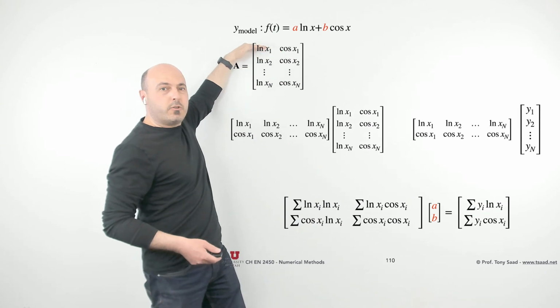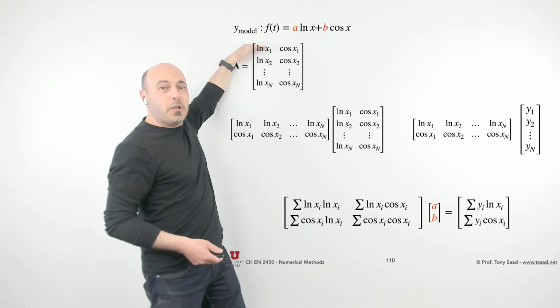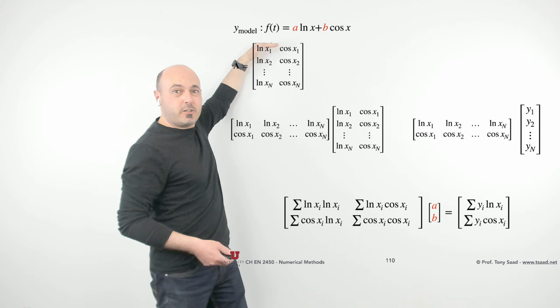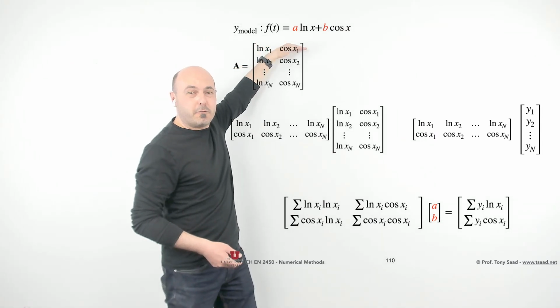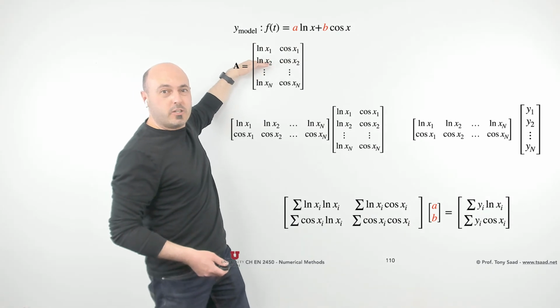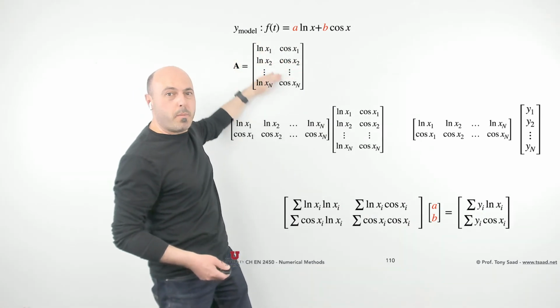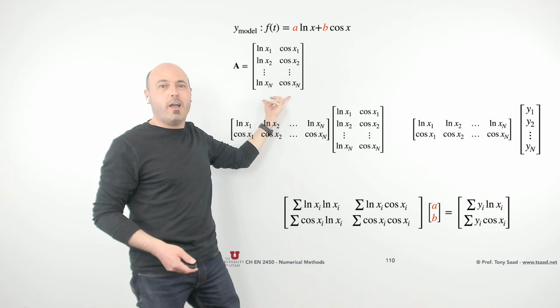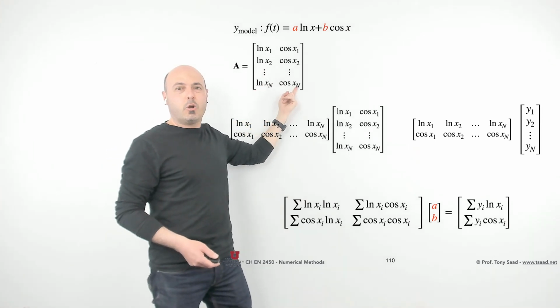First row is first observation. That's the first basis function at first observation, second basis function at first observation. So you get log x1, cosine x1. Second observation, log x2, cosine x2. And so on, as many observations as you have. You get log xn, cosine xn.